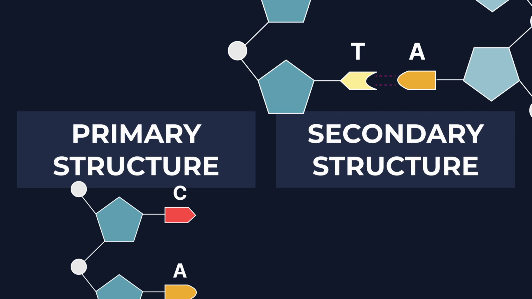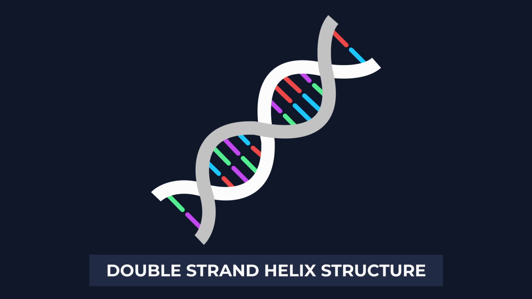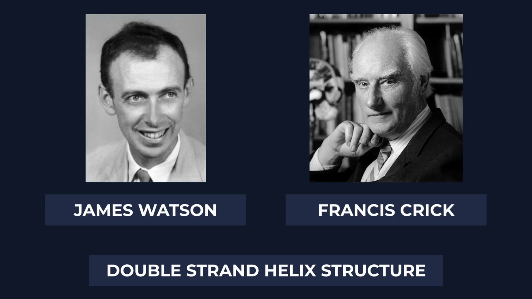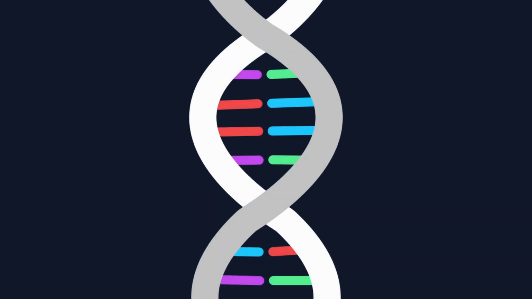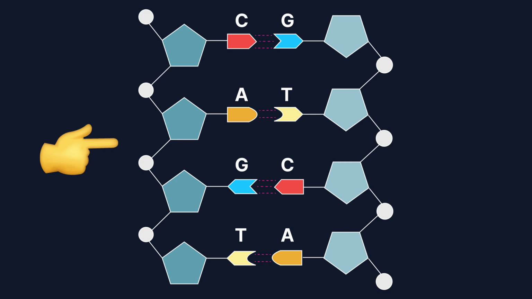Now in secondary structure, we have something called a double-strand helix structure. This structure was given by James Watson and Francis Crick. In this structure, the DNA looks something like this. So this is what probably comes to your mind when you hear DNA. This is the double-strand helix structure of DNA. You can see we have a long chain of nucleotides. We have one chain and two chains. So we have 2 chains in total.